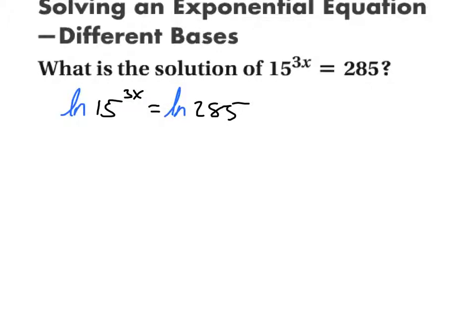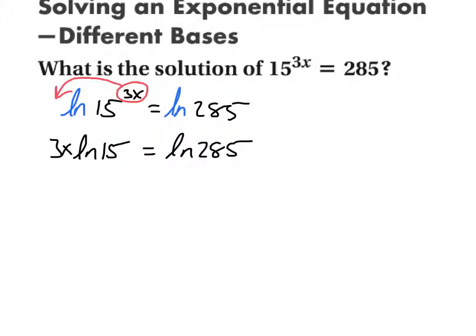Again, my preference is the natural log because it's one less letter to write. If you want to use the common log, just logarithm, that's fine. There is nothing wrong with that. So I have taken the natural log of both sides. So I can then take that 3x, that was my exponent, and move it out in front of the logarithm. So 3x natural log 15 equals the natural log of 285.